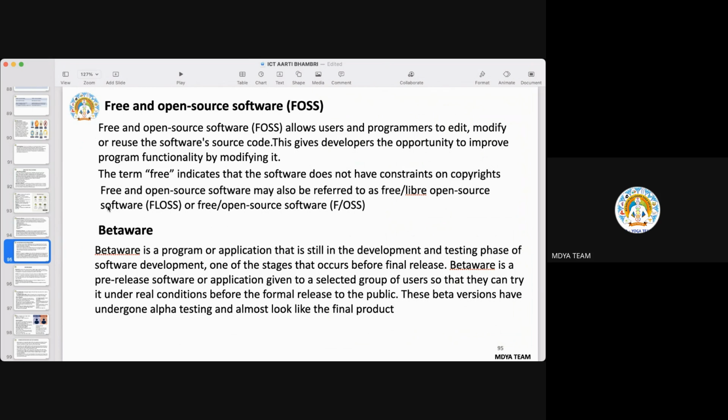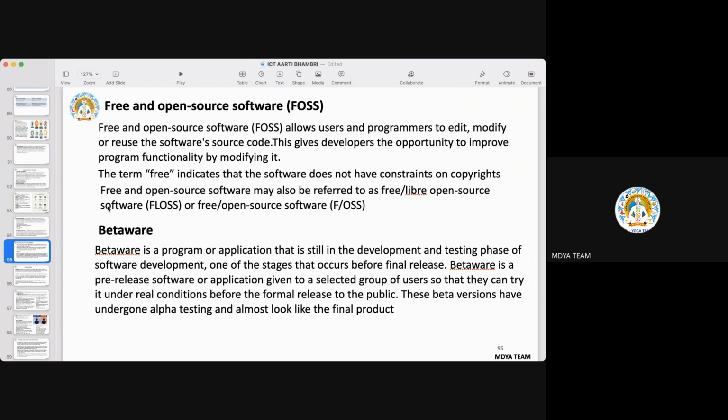And there is free and open source software. They are the programs which you can edit, modify, or reuse the software source code. That is the high level programs made in high level language. So it improves the functionality of a system by modifying it. Free indicates that the software doesn't have any constraints on copyright, in case somebody has some objection. So this is free and open source software, FOSS. You just remember what this abbreviated term FOSS stands for: free and open source software.